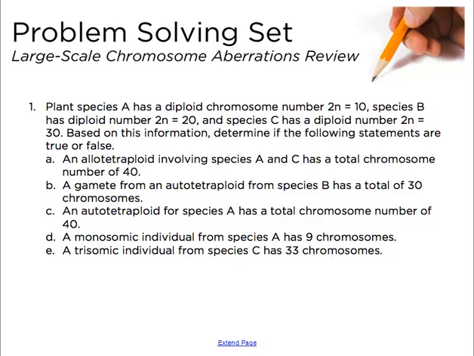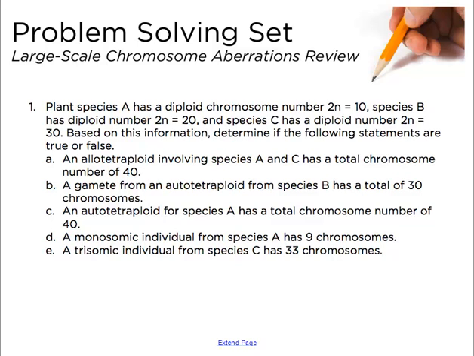Statement A. An allotetraploid involving species A and C has a total chromosome number of 40. So remember, allotetraploid means that it's a tetraploid which has 4 complete sets of chromosomes, and allo means that 2 species or more are involved. If it was autotetraploid, that would mean that only 1 species is involved.